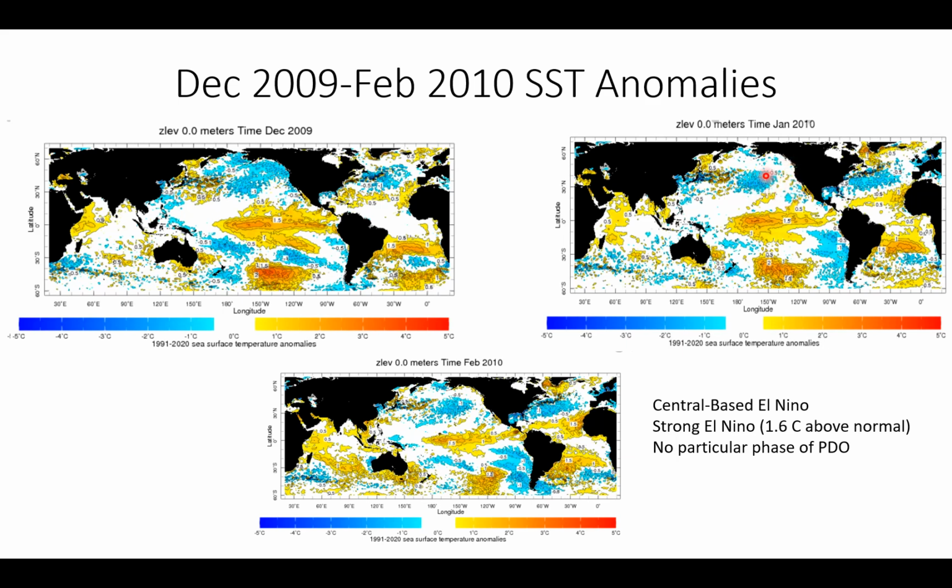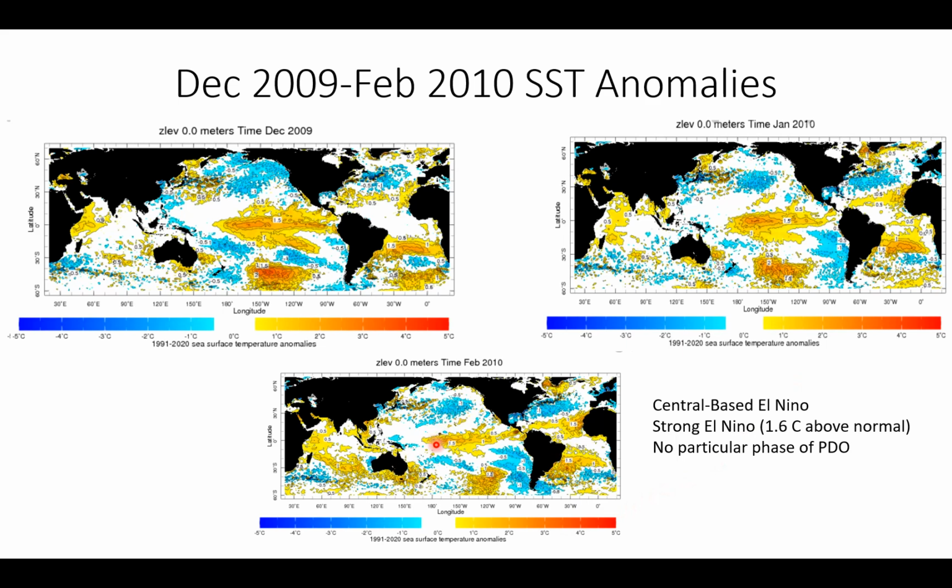We still did see a little bit of a patch of below normal water temperatures across the north central Pacific in January 2010. And then look at this again, right off the east coast of the United States across the North Atlantic, we saw this blue shading indicative of below normal water temperatures.